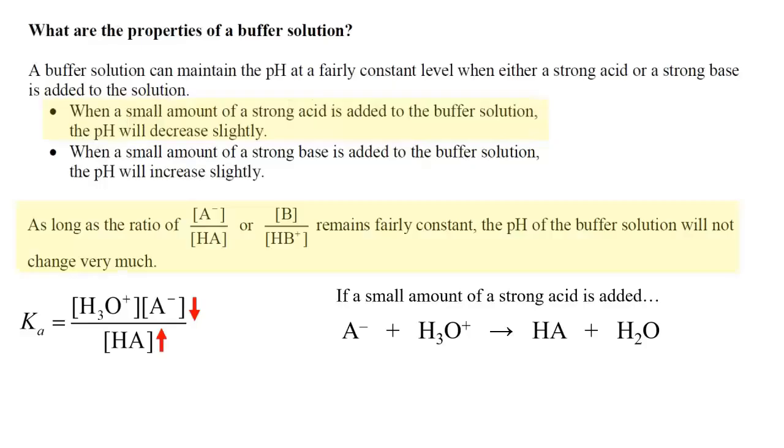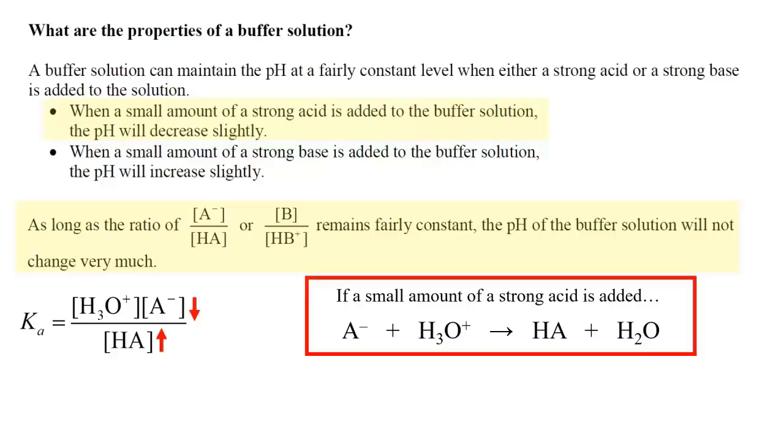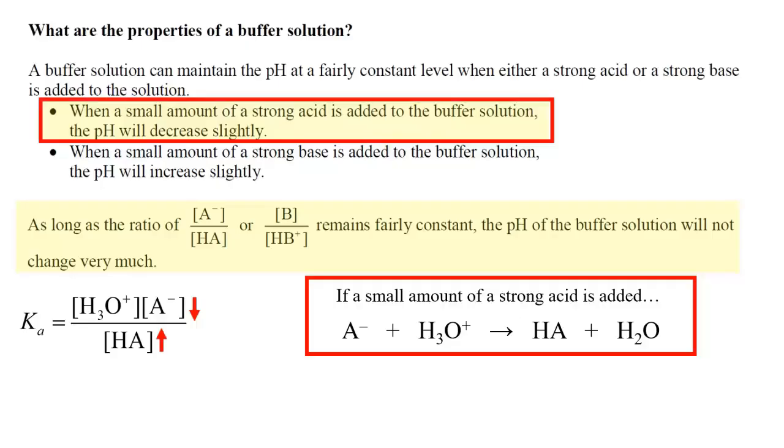So on this slide, what I'm talking about is what happens if a small amount of a strong acid is added to a buffer. So the A minus, the conjugate base, would react with the H plus ions or the hydronium ions to produce the weak acid HA and water. Now, that ratio of the concentrations of A minus and HA will change, but only slightly. And when you add a small amount of a strong acid to a buffer, then the pH will decrease, but only slightly.